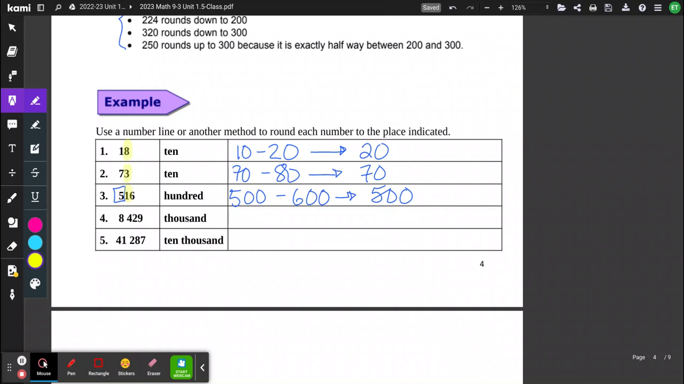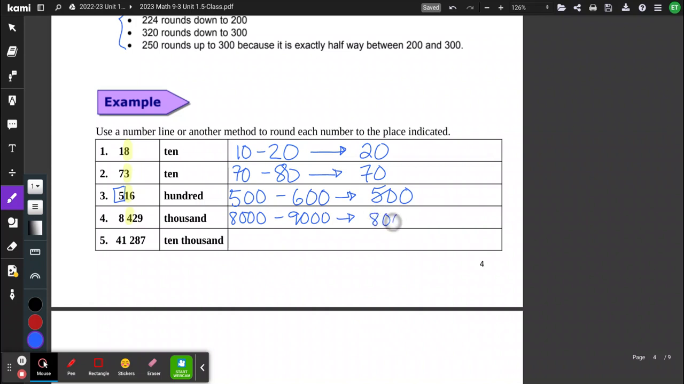The next one is 1,000. So I'm going to look at the number 4. Does the 4 make the 8 round up? It doesn't make it round up. So I'm looking at the numbers between 8,000 and 9,000. And he's almost halfway, but not quite. So that means he'll round back down to the 8,000.